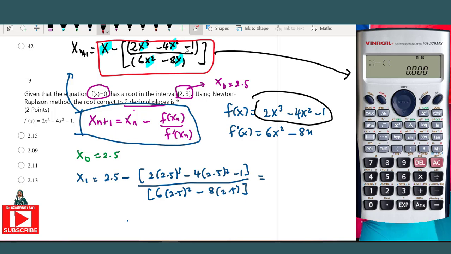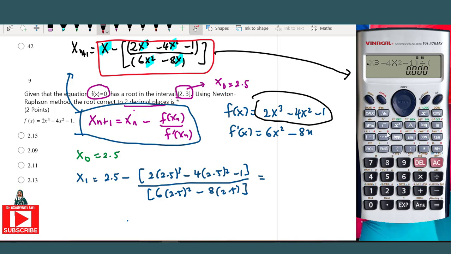First of all, a square bracket. The second is the first one, the numerator: 2 times alpha x cubed, shift cube, minus 4 alpha x squared, minus 1. Close bracket for the first numerator. Divide, open bracket for the denominator.